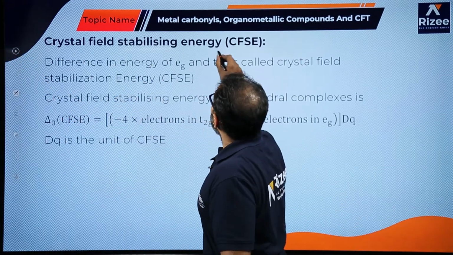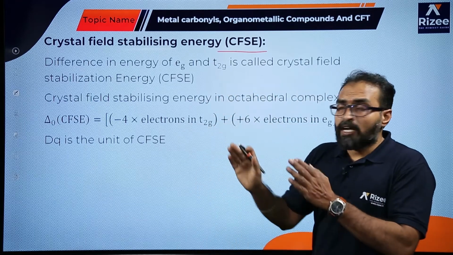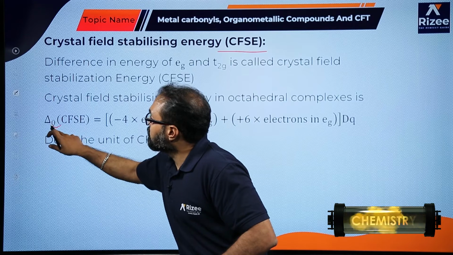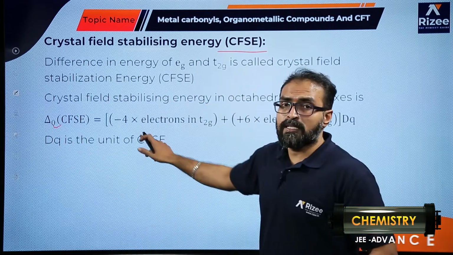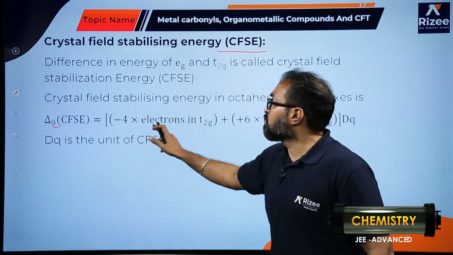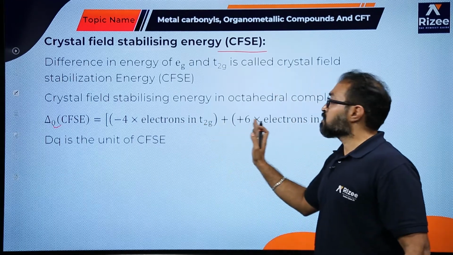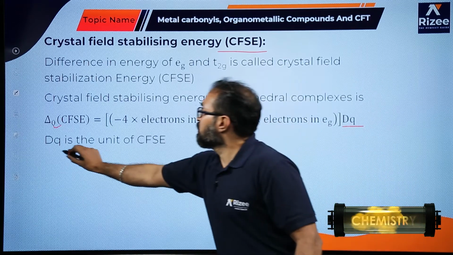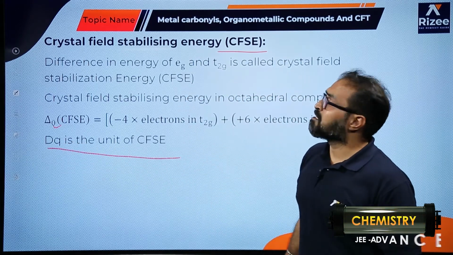Crystal field stabilizing energy, CFSE. So delta naught. What is delta naught? The O explains that it is an octahedral complex. It is equal to minus 4 into electrons in t2g plus 6 into electrons in eg, in Dq. Dq is the unit of crystal field stabilizing energy.